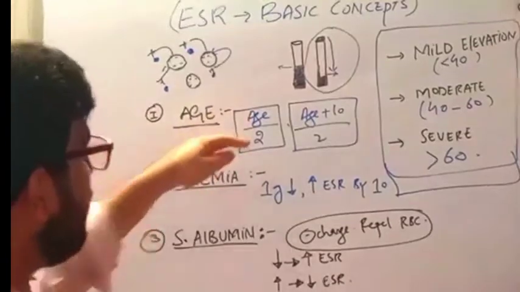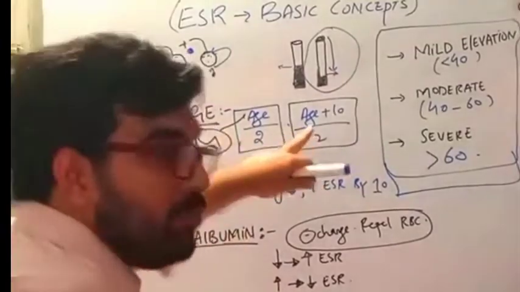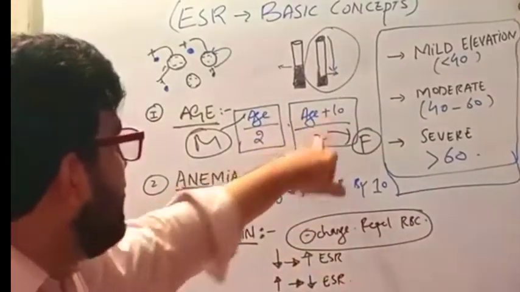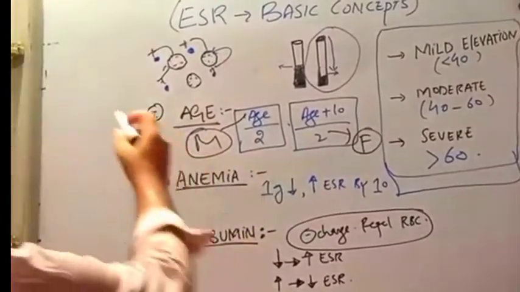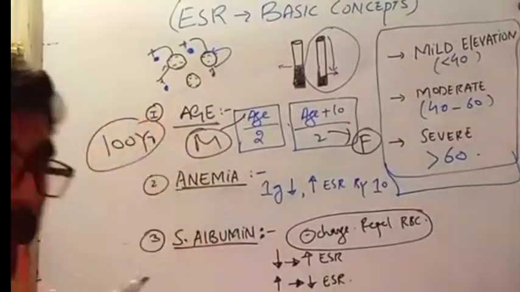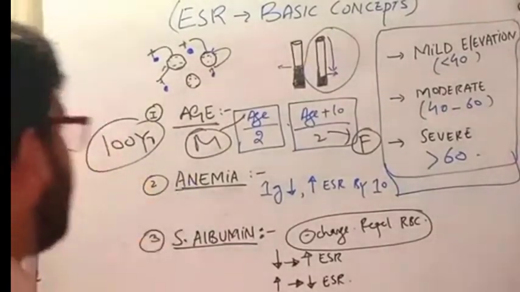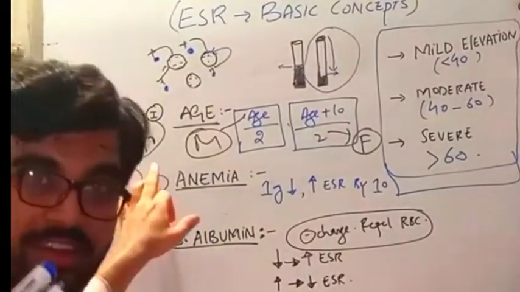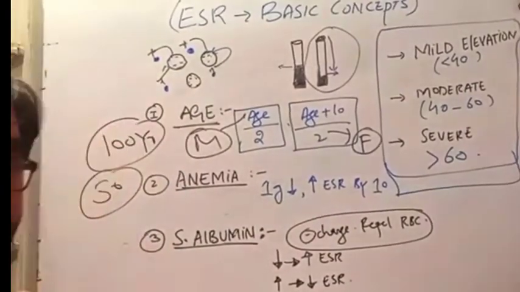So how do you correct? For males, the expected ESR is age divided by 2. And this correction formula is for females: age plus 10 divided by 2. So this can be the expected ESR. So what does it mean? It means a male patient is 100 years old. What is the expected ESR in this patient? 50. So if in a male patient of 100 years the ESR is 50, it means this is normal for him.